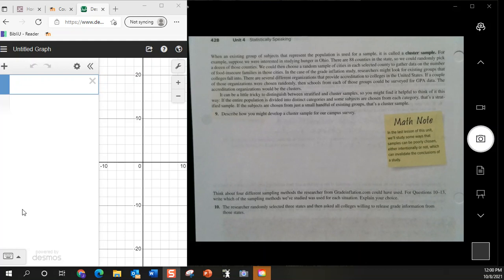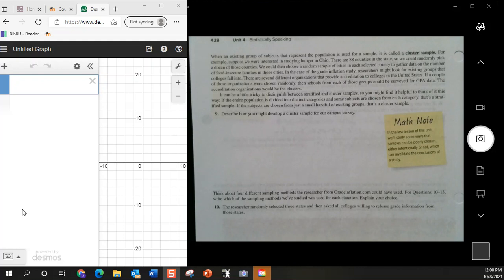It can be a little tricky to distinguish between stratified and cluster samples, so you might find it helpful to think of it this way. If the entire population is divided into distinct categories and some subjects are chosen from each category, that's a stratified sample. If the subjects are chosen from just a small handful of existing groups, that's a cluster sample. Describe how you might develop a cluster sample for our campus survey.